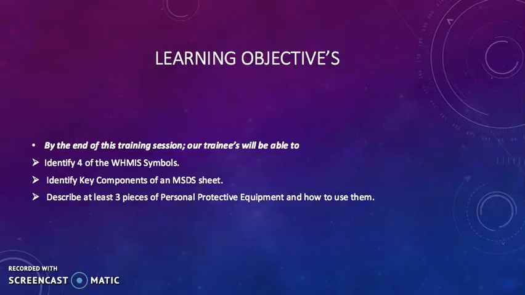By the end of this training session, our trainees will be able to identify 4 of the WHMIS symbols, identify key components of the MSDS sheet, and describe at least 3 pieces of personal protective equipment and how to use them.